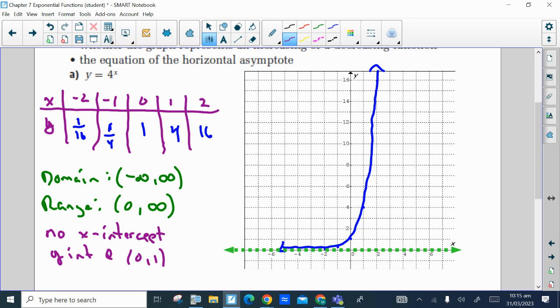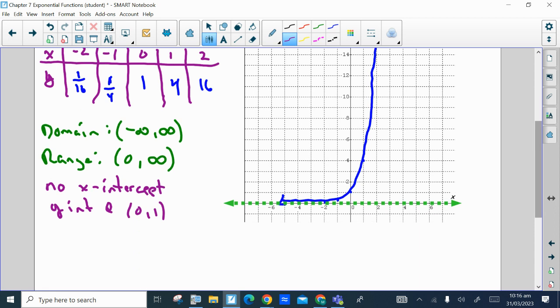And again, that can change. If the graph is vertically stretched, that'll change the y-intercept. If it's reflected over the x-axis, that'll change the y-intercept. If it's shifted up or down, that'll change the y-intercept. So the y-intercept can change.